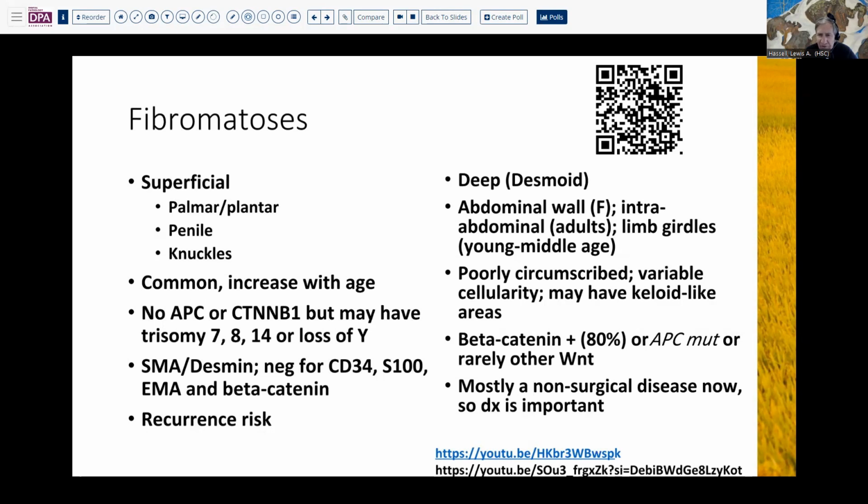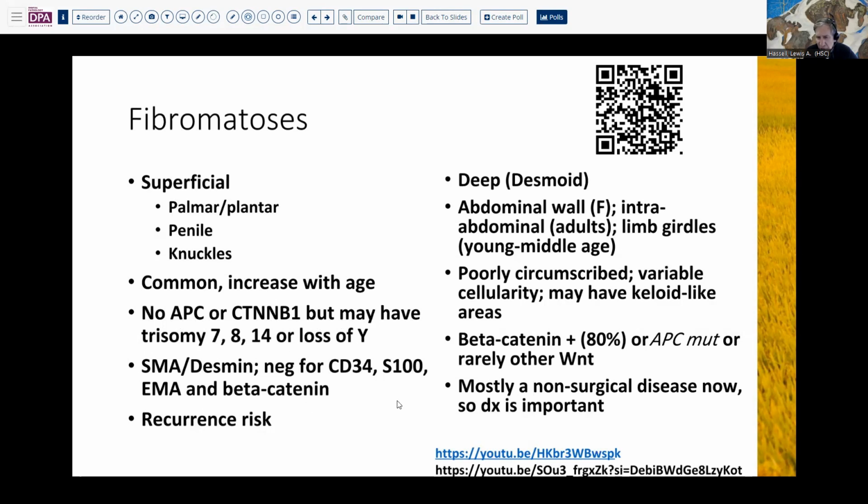So superficial fibromatoses, sometimes called Dupuytren's contractures if they're palmar or plantar, Peyronie's disease if they're occurring in the penis, and I'm not sure what the acronym is for those over the knuckles. But these are fairly common and increase with the age of the patient. There are no known APC gene or CTNNB1 mutations involved with this, but they do tend to have some trisomies or loss of Y that can be seen.